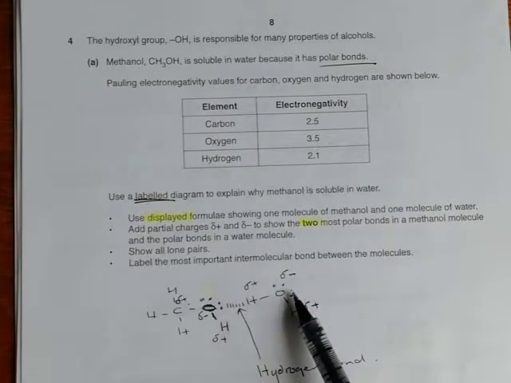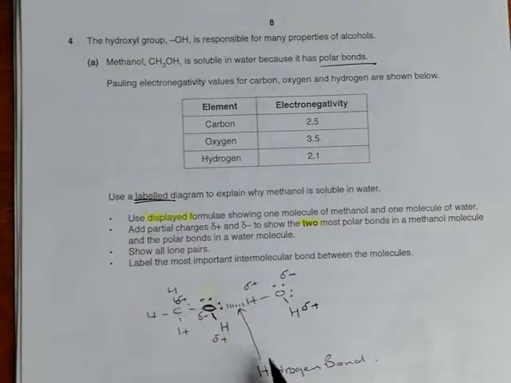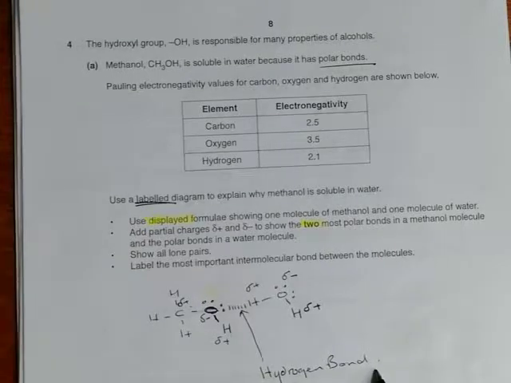I've also got the lone pairs on this oxygen here. All lone pairs. Then we've got the hydrogen bond dotties, or these little dashed lines, and I've labelled it down here.